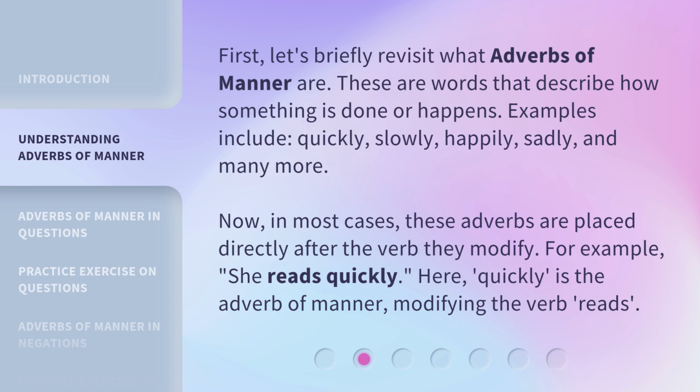First, let's briefly revisit what adverbs of manner are. These are words that describe how something is done or happens. Examples include quickly, slowly, happily, sadly, and many more. Now, in most cases, these adverbs are placed directly after the verb they modify. For example, she reads quickly. Here, quickly is the adverb of manner, modifying the verb reads.